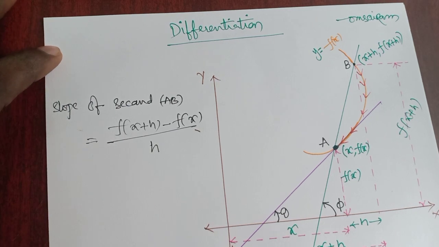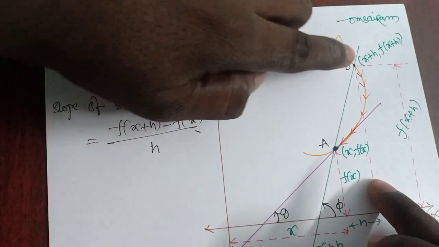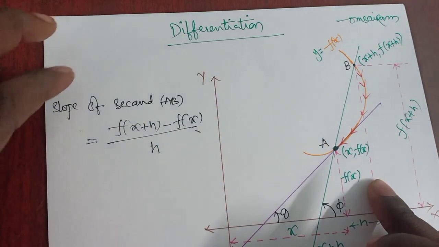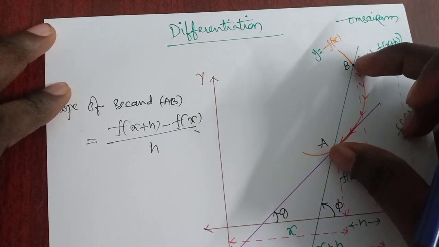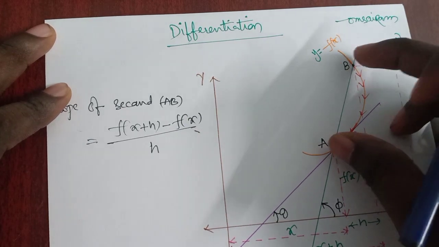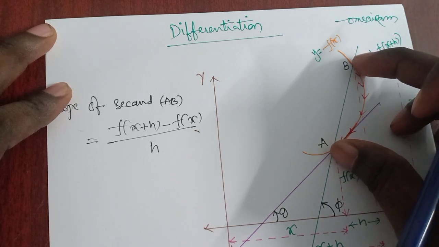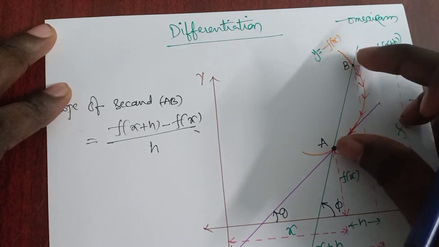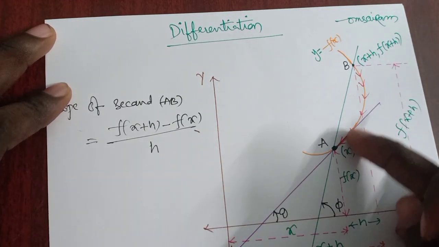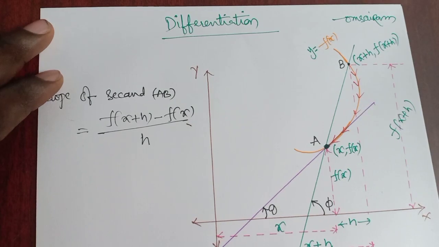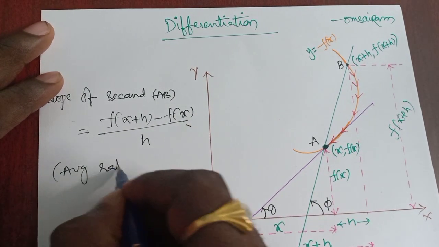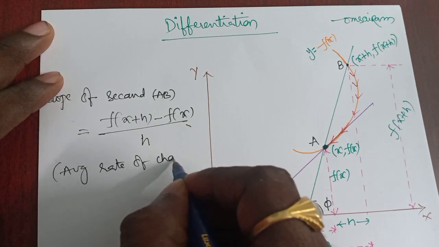Clearly, from the definition of tangent, as B moves towards A, which is very close to A, here AB is the average rate of change of y with respect to x. So the average rate of change converts to the instantaneous rate of change as B is very close to A. See, this is nothing but the average rate of change.